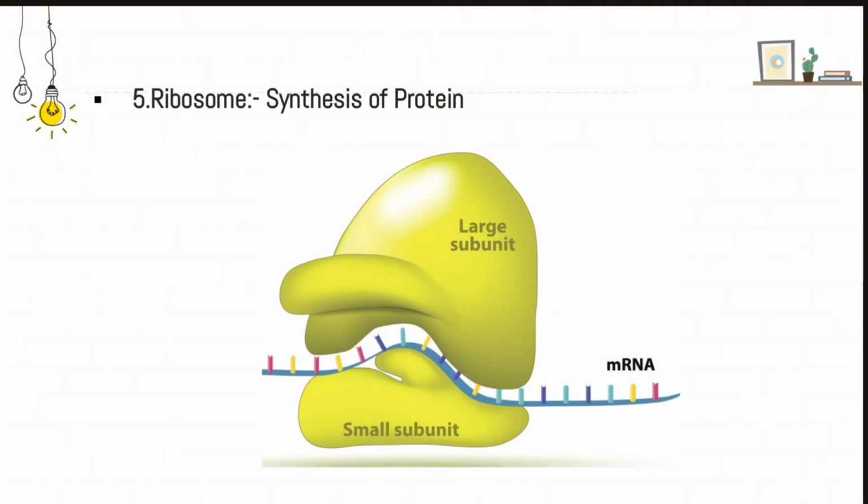Fifth one is ribosome. Now the function of ribosome is synthesis of protein. This is the structure of ribosome, which helps in the production of protein in the cell.